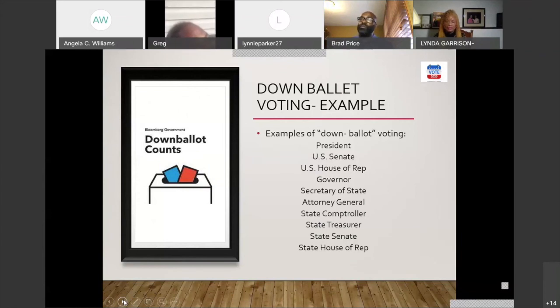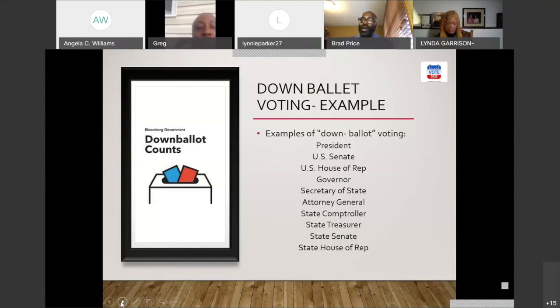On any given election, some examples are on the screen now of those down ballot elections. So under the president, on any given election, you'll have a U.S. Senate race, a U.S. House Representative race, your state governor's race, state secretary of state, your state attorney general, state controllers, state treasurer, state senate, and state house representatives, so your state Congress. You can also have your county clerk's race, your county state's attorney, your county sheriff, county treasurer, circuit court judges, and your regional superintendent could be a part of that as well.